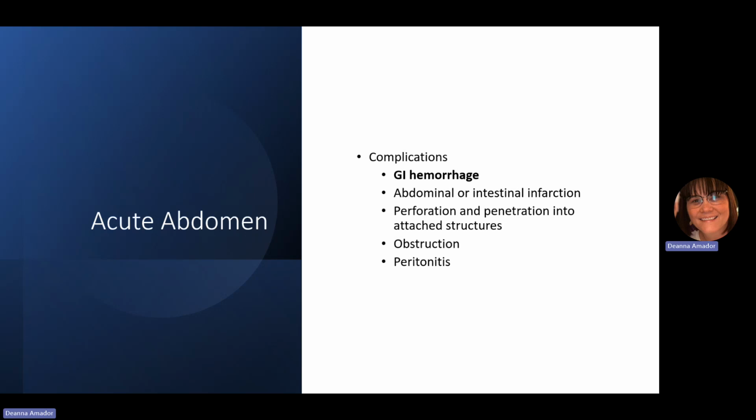Or it might be something totally unrelated, but you need to make sure you really evaluate thoroughly, especially if something is of very acute onset. So hemorrhage is a huge complication, or upper GI bleed. It's bleeding that starts in the esophagus, stomach, or duodenum.